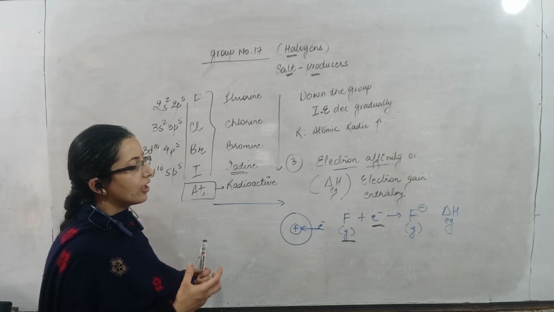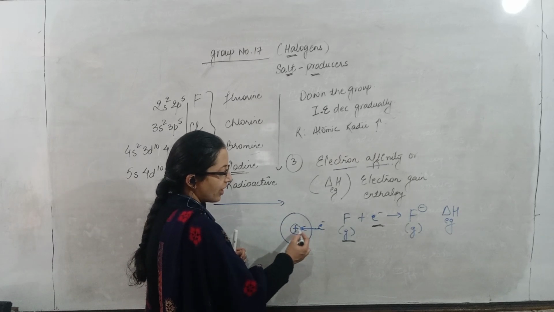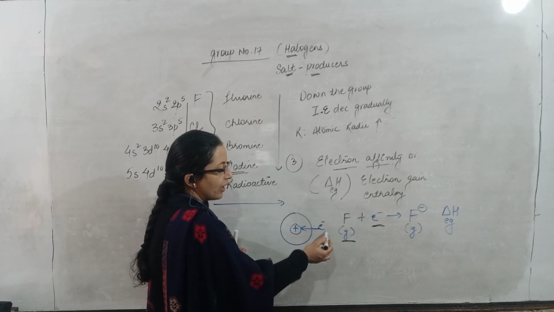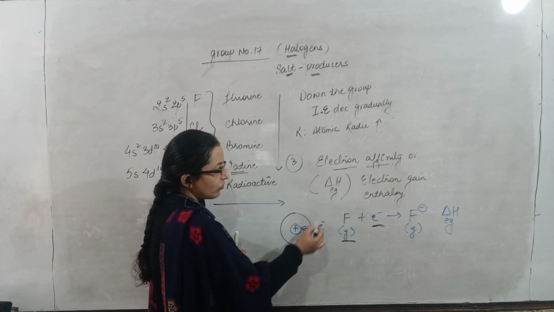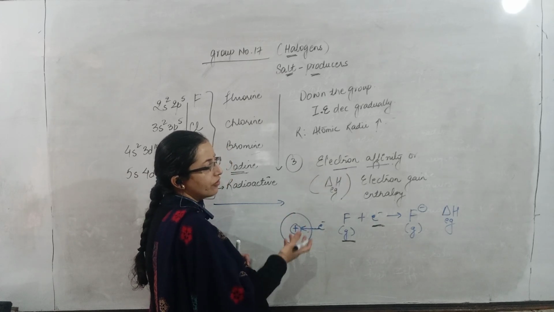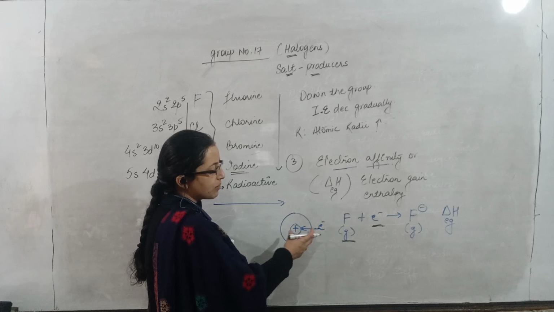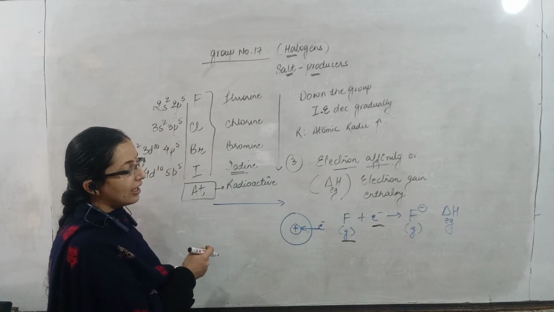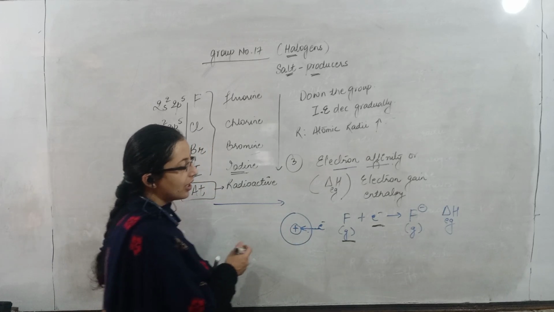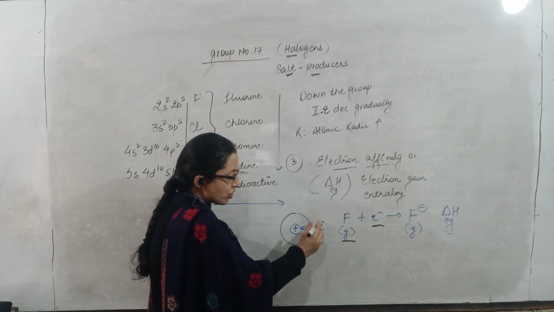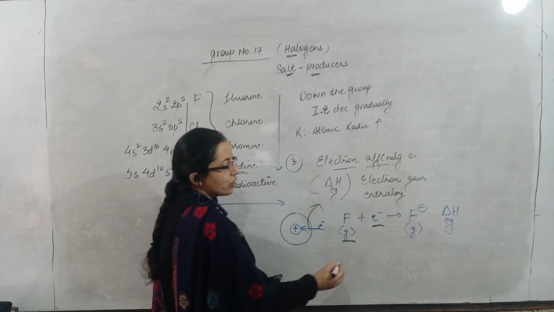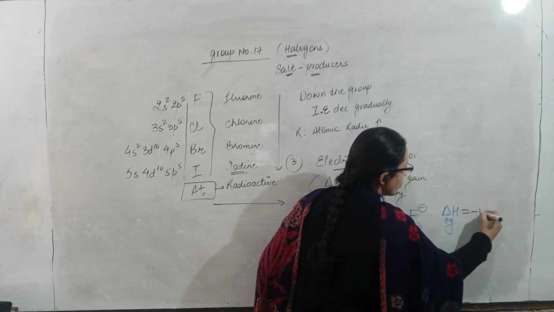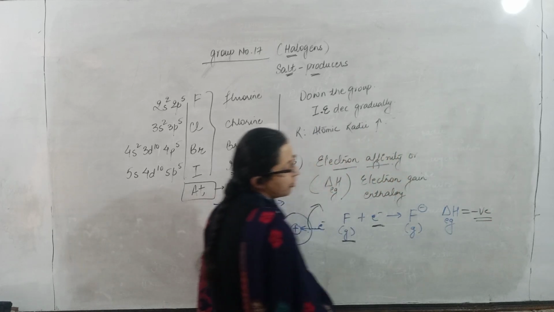Generally, if the force of attraction is strong, if attraction for the electron is strong, the electron is easily added. So we will say the electron affinity is high because of the small sizes. And generally when the force of attraction is strong, more energy is released. So they have high negative values of electron gain enthalpy.